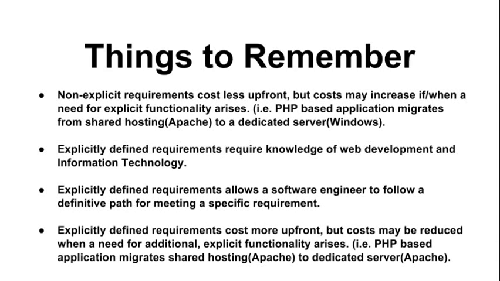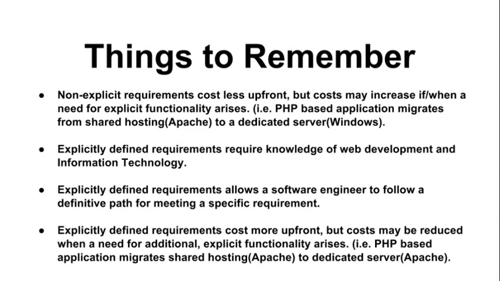So non-explicit requirements may cost less up front, but costs may increase if and when a need for an explicit functionality arises. Case in point, a company decides that they have a need for software that allows their sales team to record information about their client meeting. A PHP web-based application is then created to meet those software requirements. At a later date, the company then decides that their sales application must be further integrated with their Windows desktop systems and Windows network. The company must then pay for the costs associated with creating entirely new software. The software is identical to the previous software with the exception that it works within Windows systems.